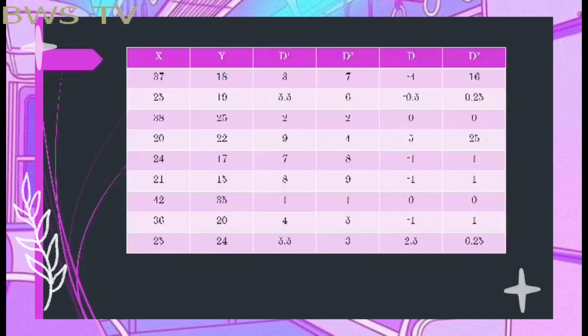Here is the final example. The same thing as the other two examples. We rank them from largest to smallest. We subtract D2 from D1. We square D, then we get the summation of D squared. And in this example, the summation of D squared is 50.5.